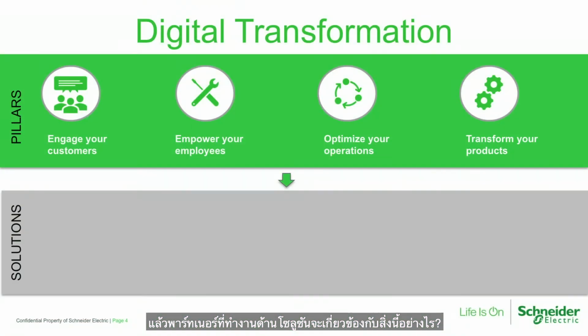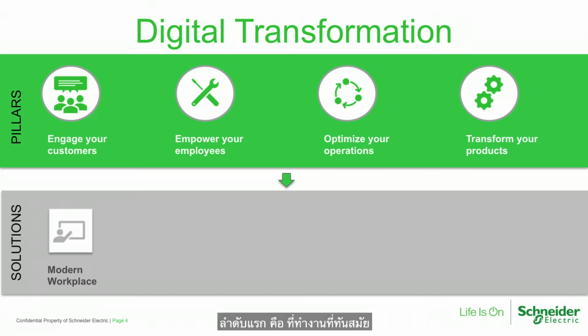So what does it mean for the partners in terms of solutions? The first one is, of course, modern workplaces. Partners can come in and provide the solutions that customers need for collaboration. For example, the integration of such suites as CRM or Office 365 or Google products that allow the employees to be more efficient and more productive in their work when they're perhaps not even based at the office anymore.